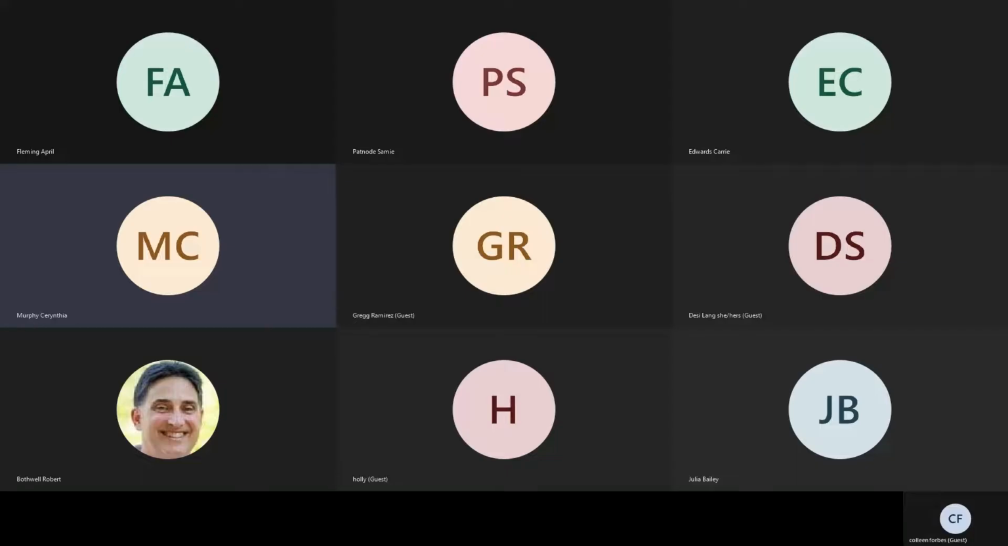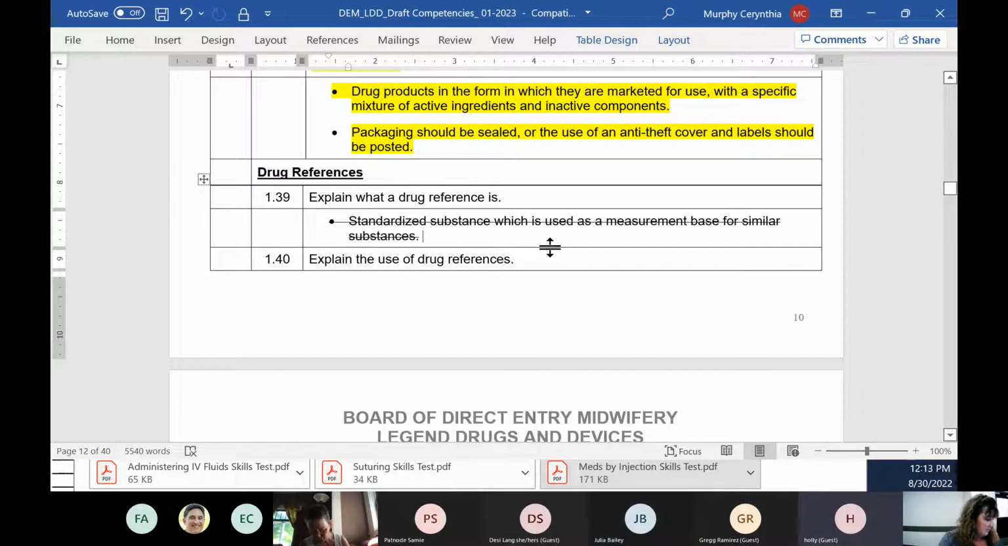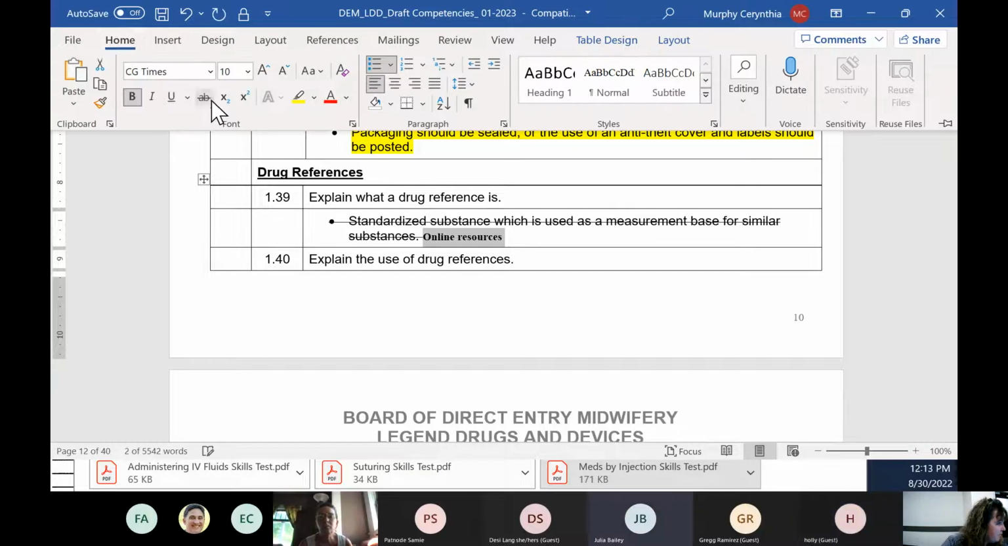139 explain what a drug reference is. So if that was it, was looking at references, just like books, source books. Julia, isn't that your understanding? When we talk about drug references, what we had listed was like, what's the PDR and what are the online resources to reference your drugs? We weren't teaching about what is an actual drug reference in terms of the FDA approving drugs and that kind of thing. Yes, absolutely correct.